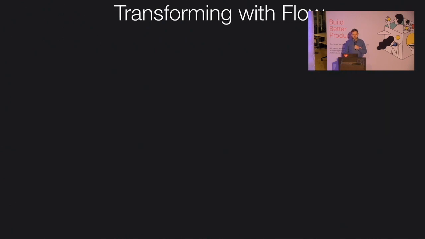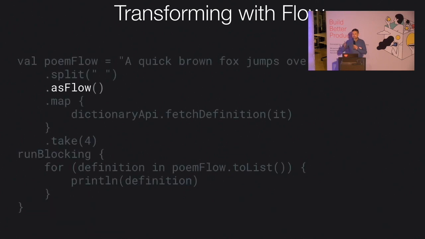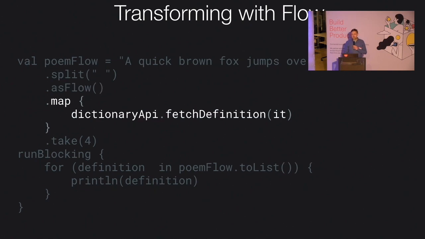Now, flow is a way of, if you can think of sequences, instead of calling as sequence, you're calling as flow. Basically, what it does is it's a sequence that allows you to call suspend functions. So in your map operator, now you can make a network call to fetch the definition of that word. And it's all within the same flow here.